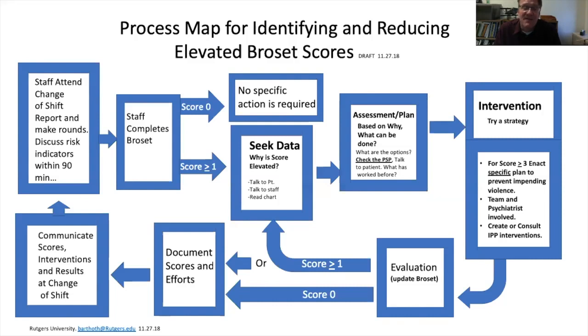If it didn't work, if the score is still elevated, and that's this pathway right here, then we go back and redo the steps and see, did we miss something, or did we just need to try something different? If the intervention did work and the person's feeling a lot better and they are scoring a 0, then you can document that and go about your business. You certainly have plenty to do. So we call this a process map, and it's just a way of thinking about the flow and how the Bröset violence checklist intersects with the rest of your work.